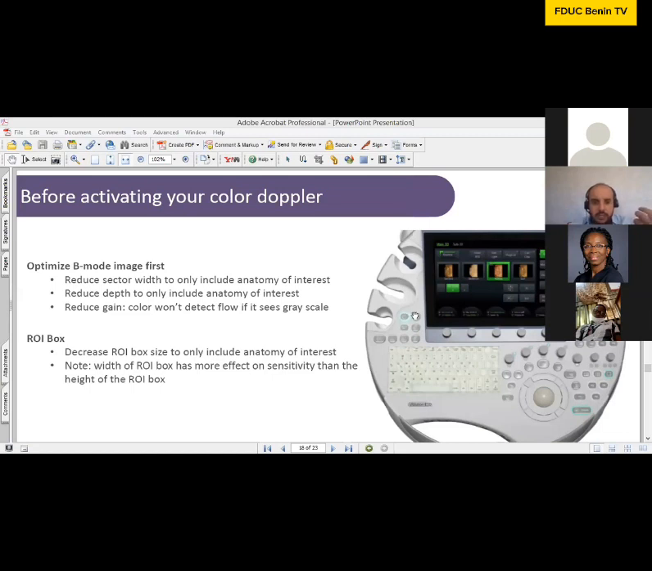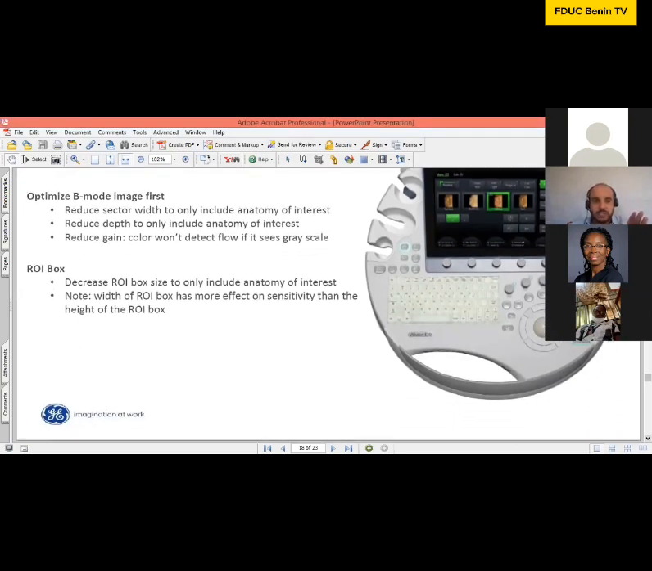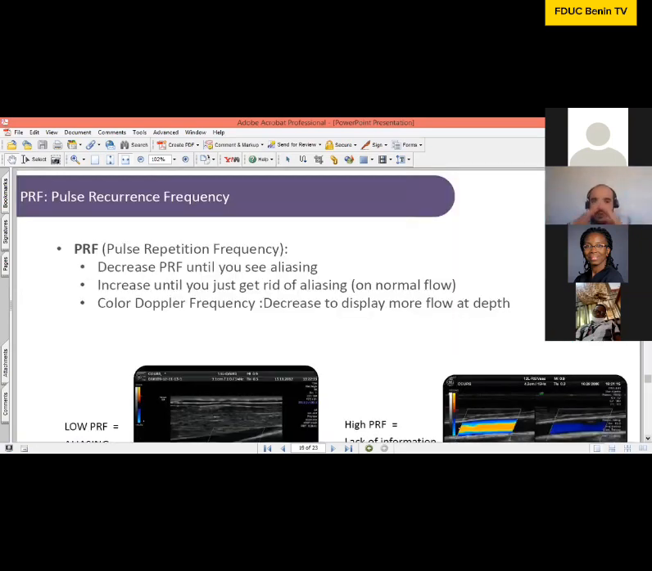And a tip here, as a clinical application specialist, that I can give you for the region of interest box is that the width of this box has more effect on the sensitivity than the height. So always try to reduce it in the width, not in the height, because it has more impact. So now we have optimized the 2D image quality.